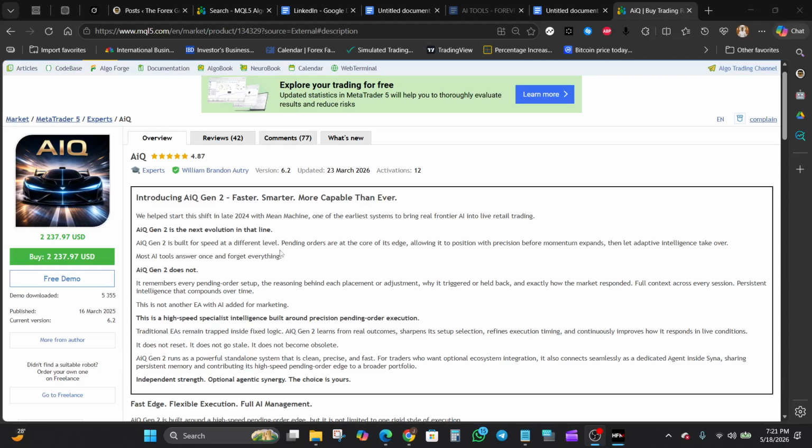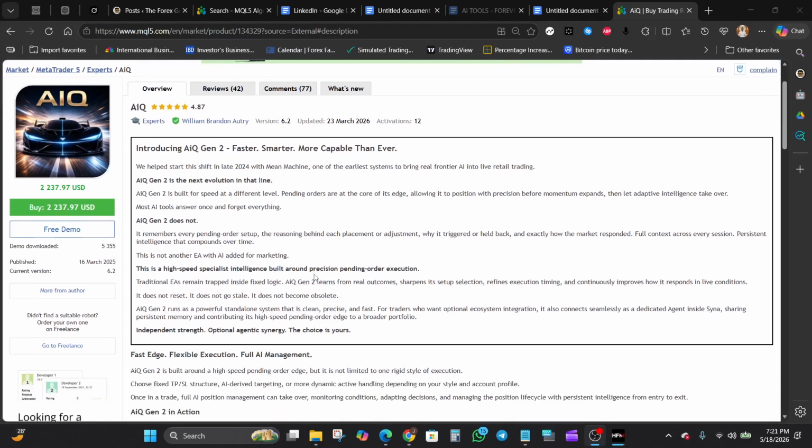So right here on the MQL5 Marketplace page, I can see this EA is priced at 2,237.97 US dollars with version 6.2 updated in March 2026, and it shows MT5 compatibility based on the listing.